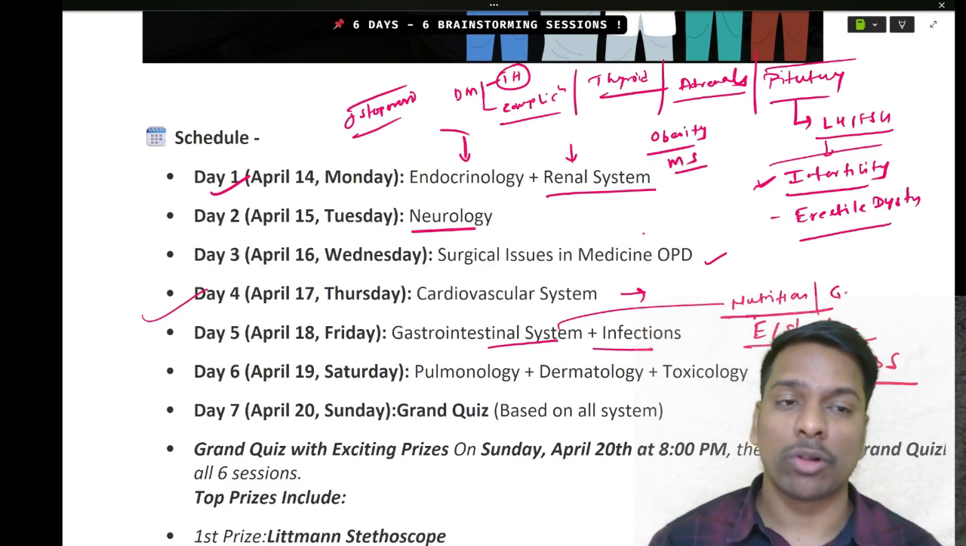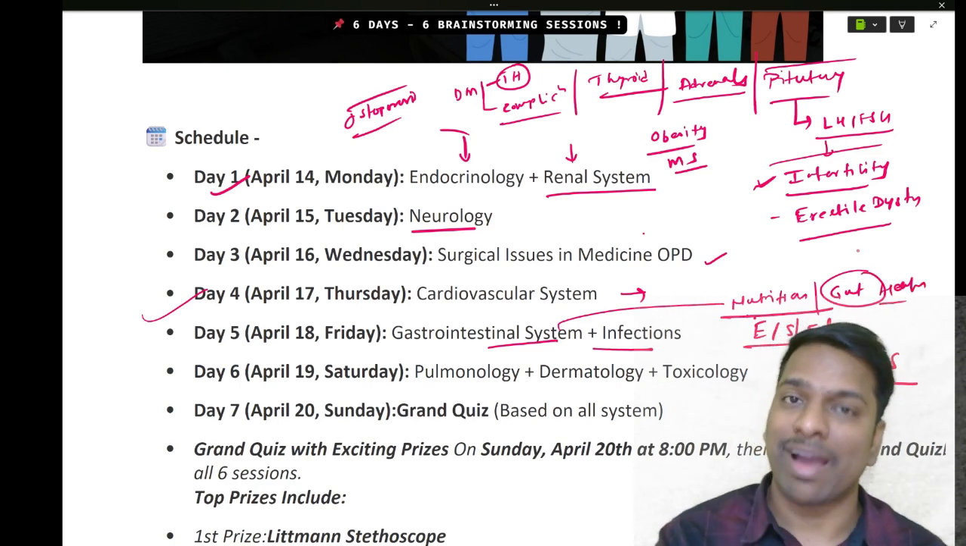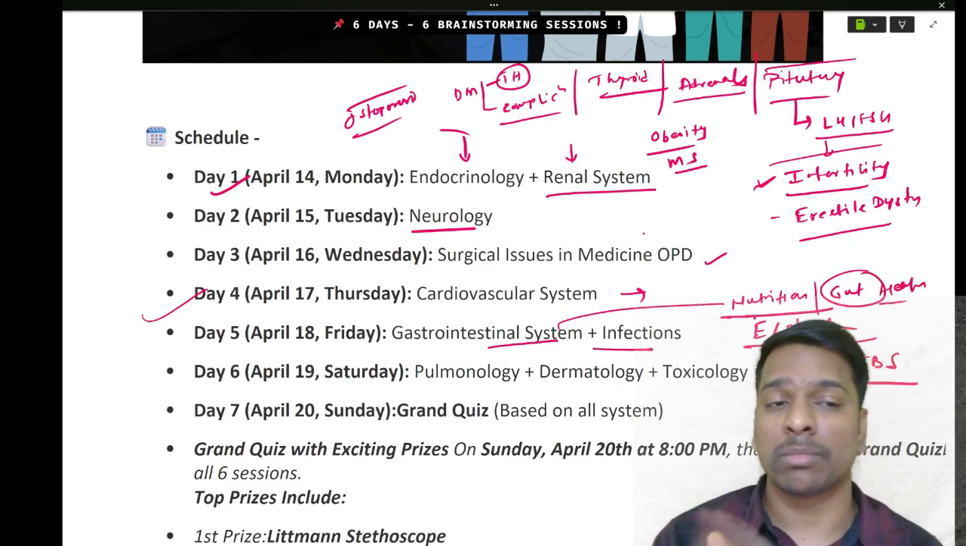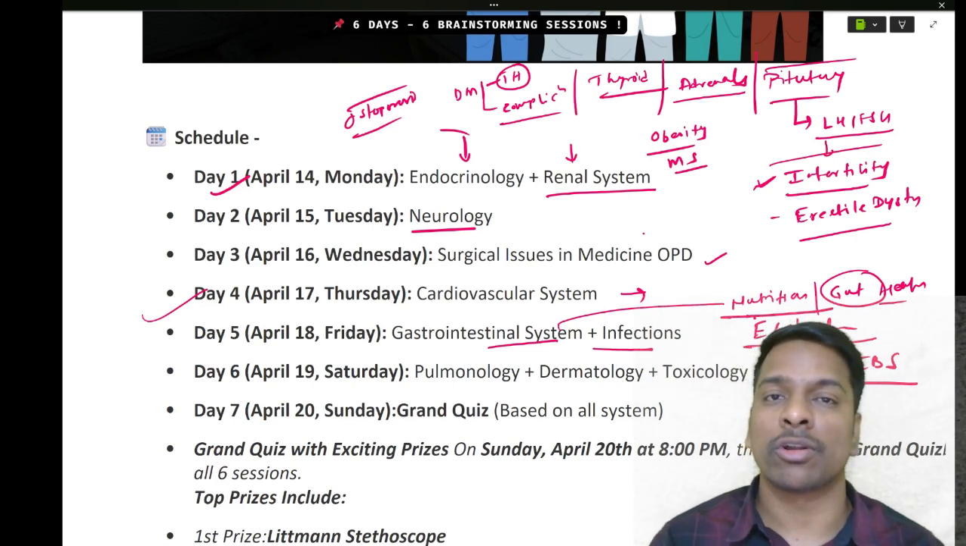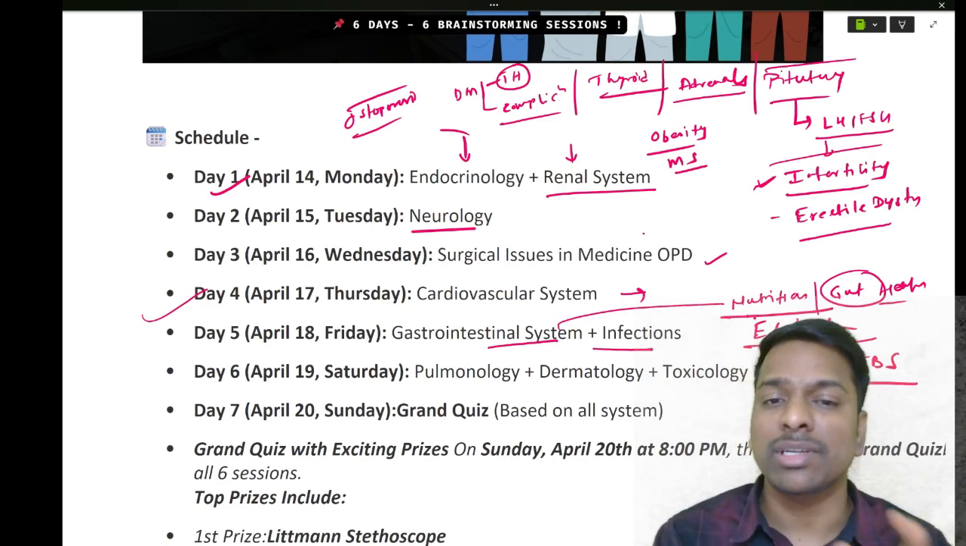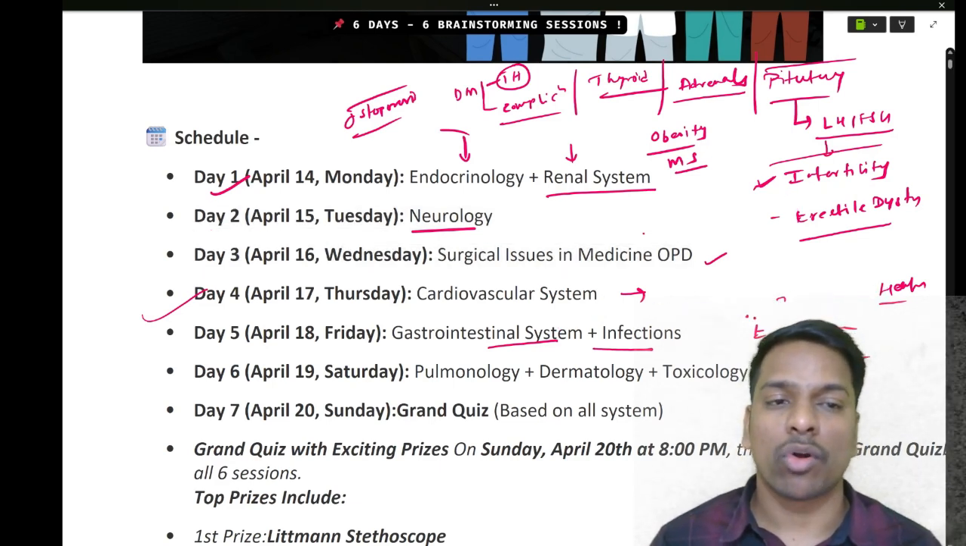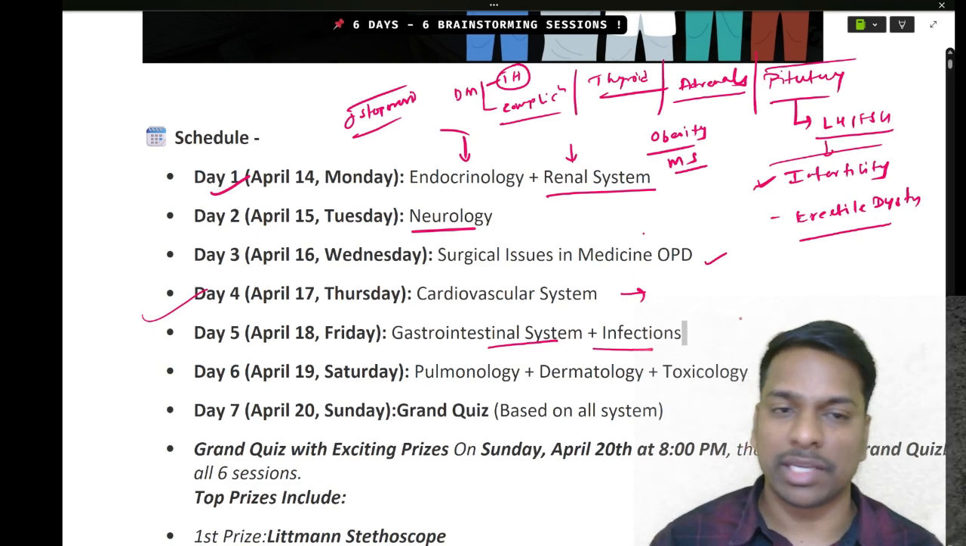Along with that, we'll also focus on gut health: what exactly are the factors that help gut health, what parameters you should tell the patient, and what diseases depend on gut health. So the entire thing will be discussed in the gastrointestinal disorders. Along with that, on that day, we'll also discuss some common infections which you regularly see in practice.